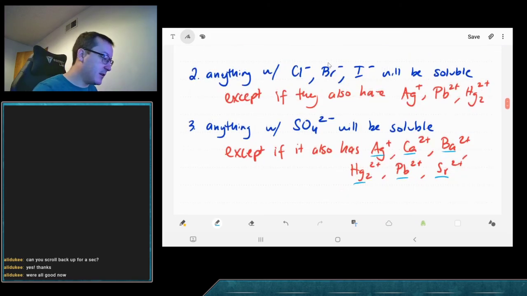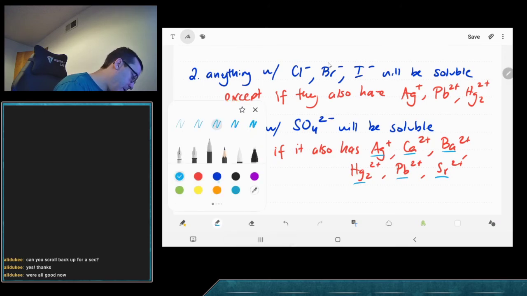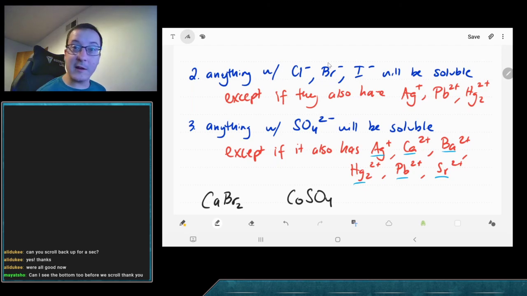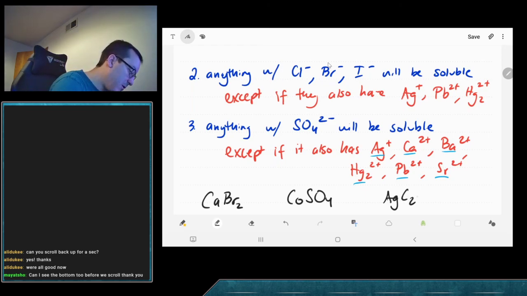All right, and then here's the others. So let's go ahead and mess up the whole thing. Now let's do some practice. Let's just go ahead and take some ionic compounds and predict whether they're going to be soluble or not.